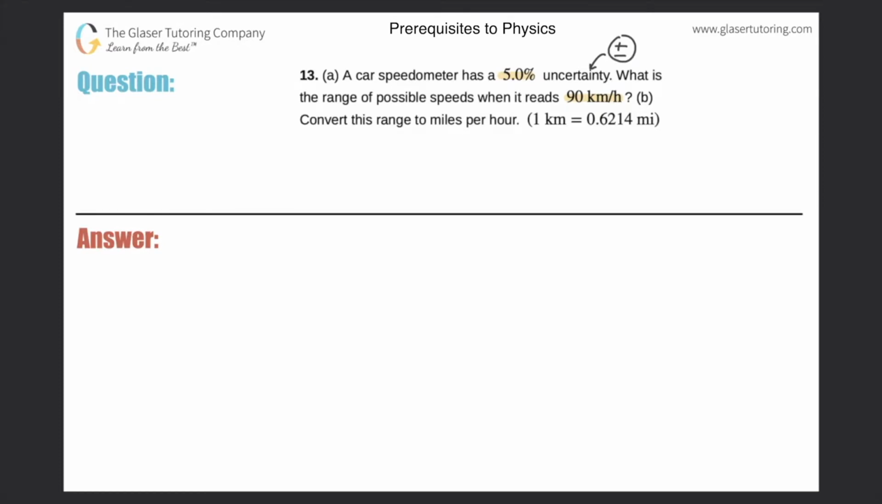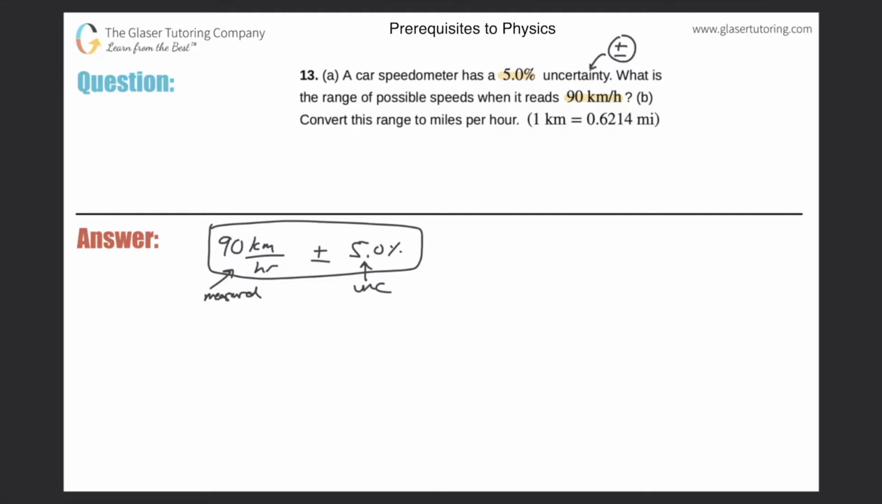If I were to write a simple equation that represented the measured speed and the uncertainty, it would look something like this. We would write down 90 kilometers per hour plus or minus 5.0%. This would be the measured value, including the uncertainty. Here is the measured value, and here is the uncertainty. First question: 5%, that's the uncertainty, but 5% of what? Percents are always of something. So 5% of the measurement, that's what they're talking about.